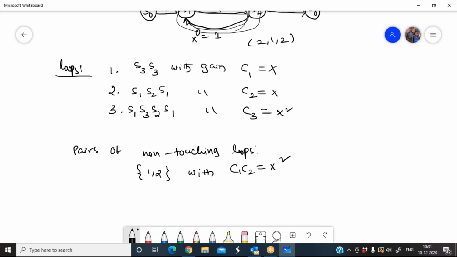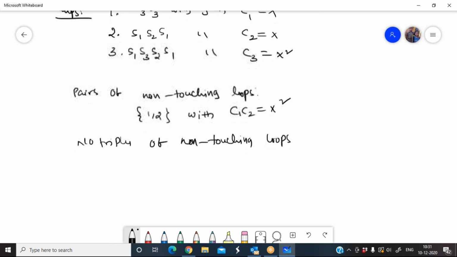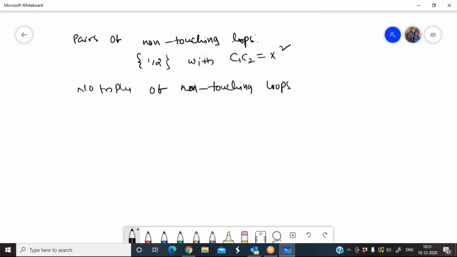Now coming to triples of non-touching loops. When I draw the state diagram, there are no triples of non-touching loops. Okay, with this, the loops point is completed.